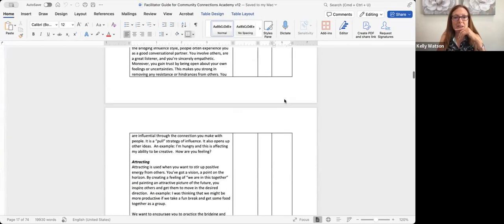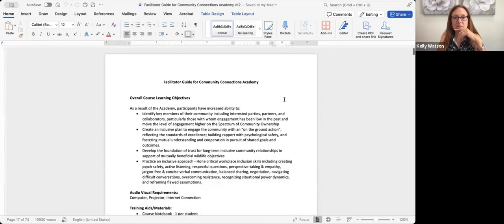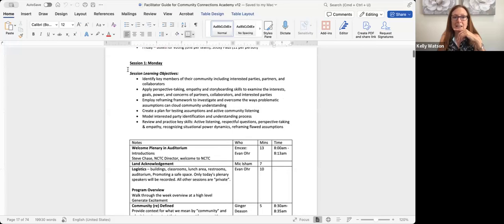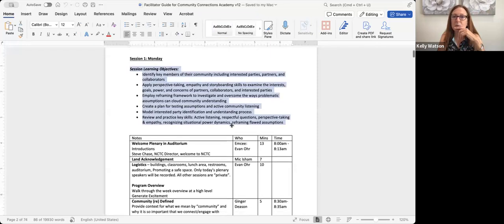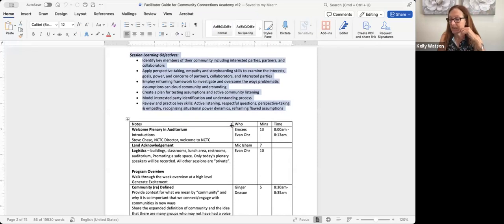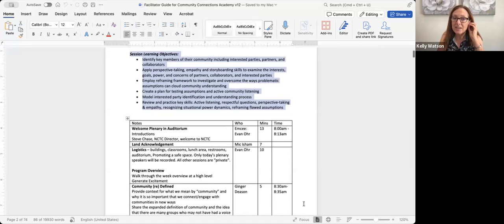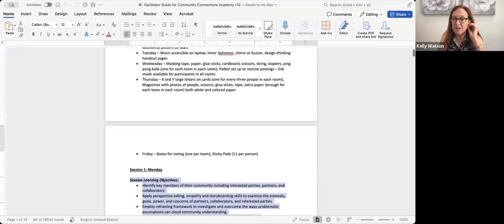I will point out that at the very beginning of this particular facilitator guide, we had the session learning objectives listed for each day. So the facilitators, as they reviewed the previous day and then looked ahead into the next day, could see what the learning objectives were for the whole session. That's just another example of the types of facilitator guide.